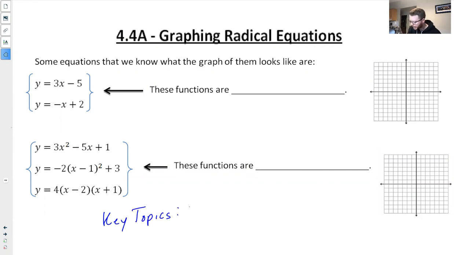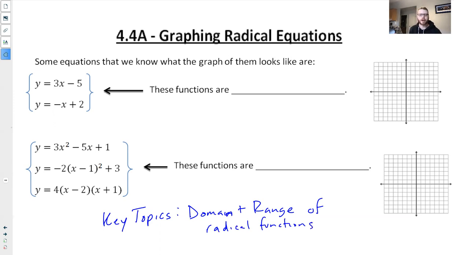We have domain and range of radical functions. Remember, functions are set equal to y, right? Equations will be equal to 0.